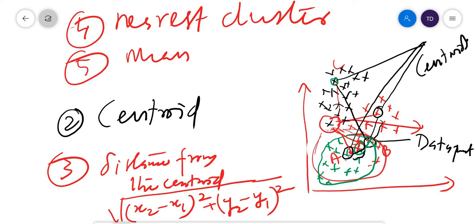This process continues. These are the different steps involved in k-means clustering. I think you understood the process. Now the one and only thing remaining is how we will select the value of k. Here I have taken it arbitrarily as 3. There is a method known as the elbow method, by which the value of k is calculated.